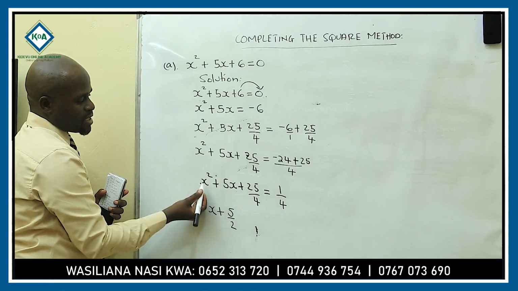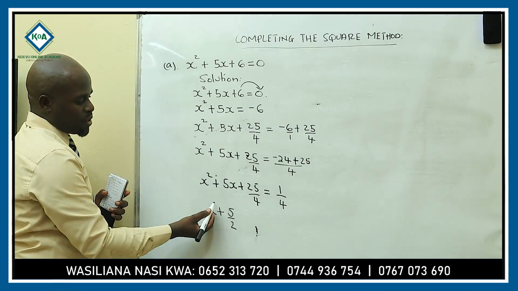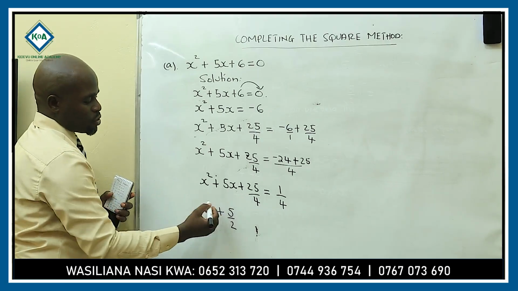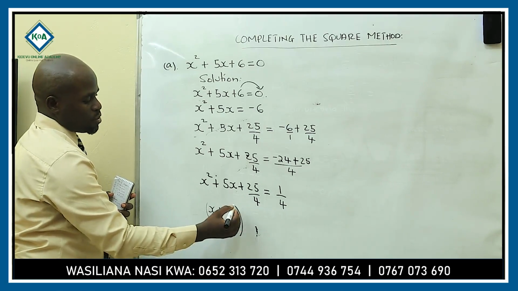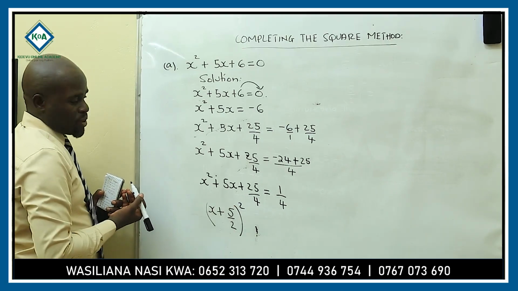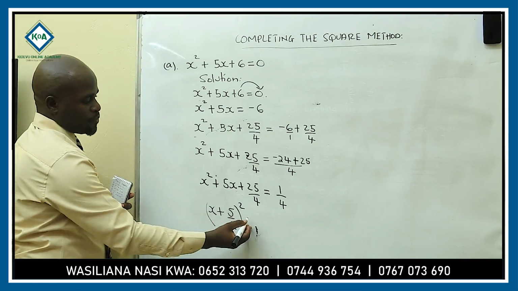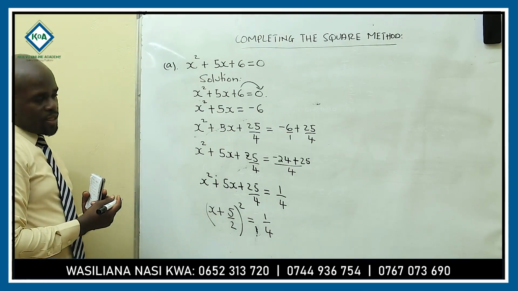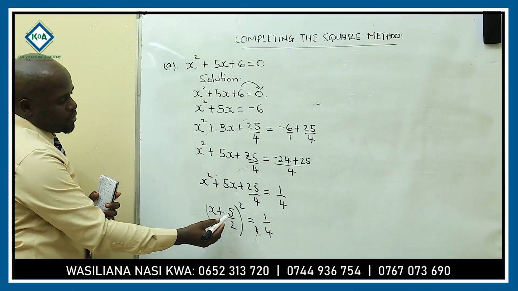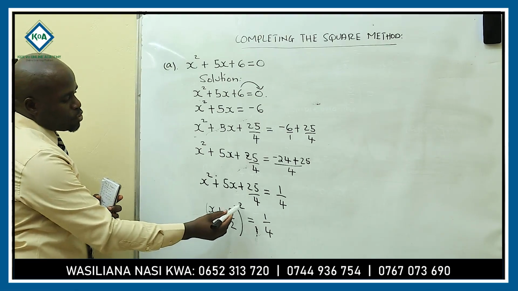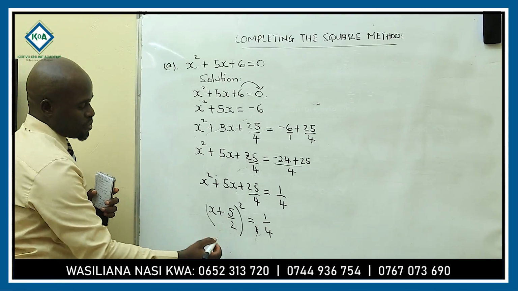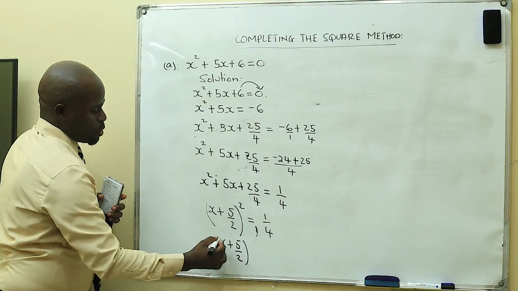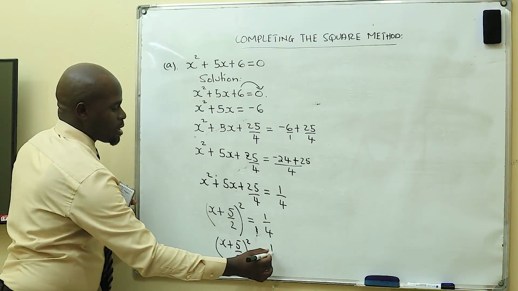And x times x, the answer is x squared. So this must have a square so as to give x squared, and this must have a square so as to give 25 over 4. So all of these must have a square. So we put a bracket, then we put a single square. Is equal to 1 over 4. Then how can we find x? It means we have to remove this square. How to remove the square? It will be x plus 5 over 2, all of this squared, is equal to 1 over 4.